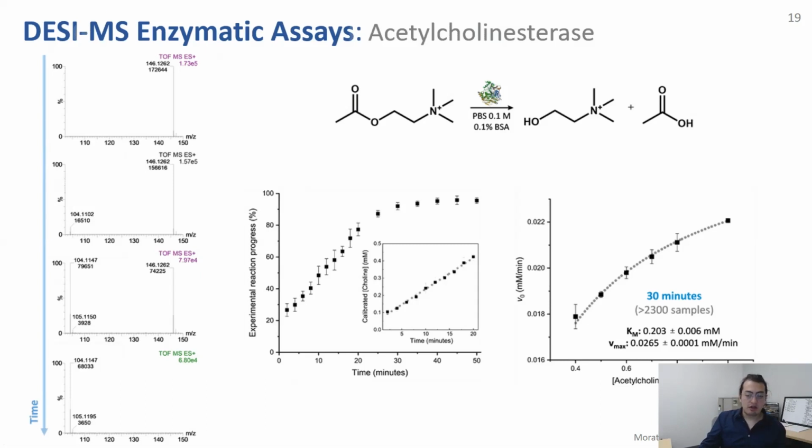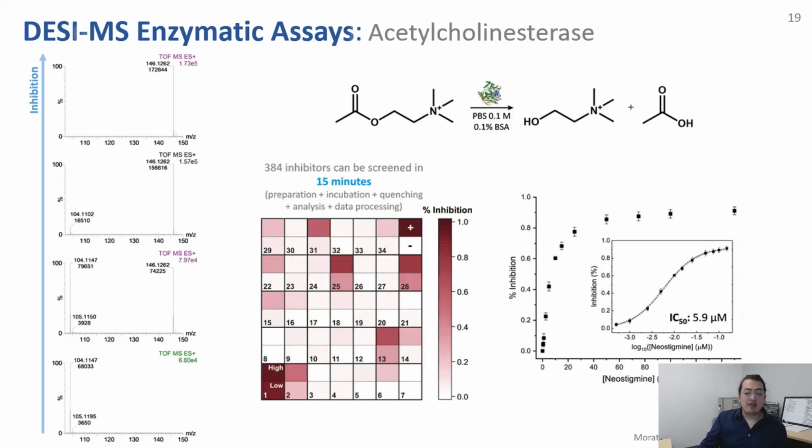In this Michaelis-Menten plot, behind there are many reaction progress curves with many replicates each. So we have more than 2,000 samples on this plot, but it just takes about 30 minutes to do it with a high-throughput system. And the parameters that you get agree pretty well with what is reported in the literature.